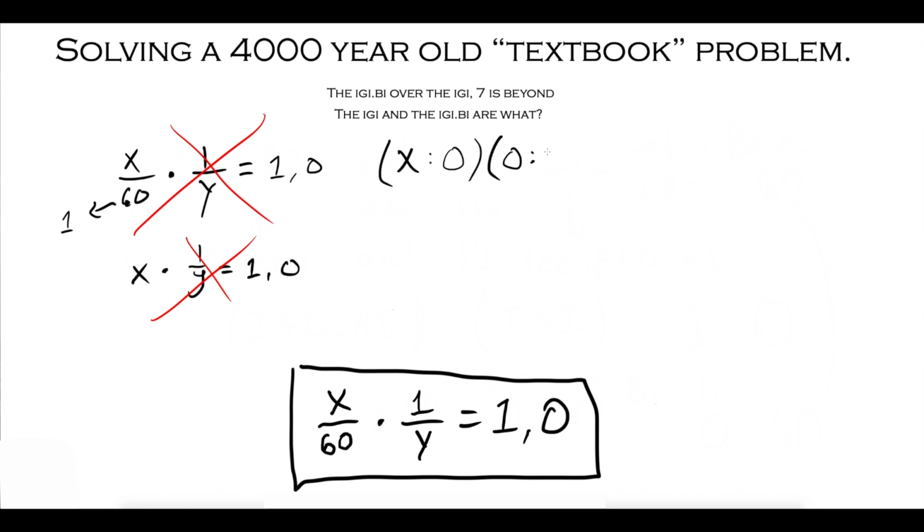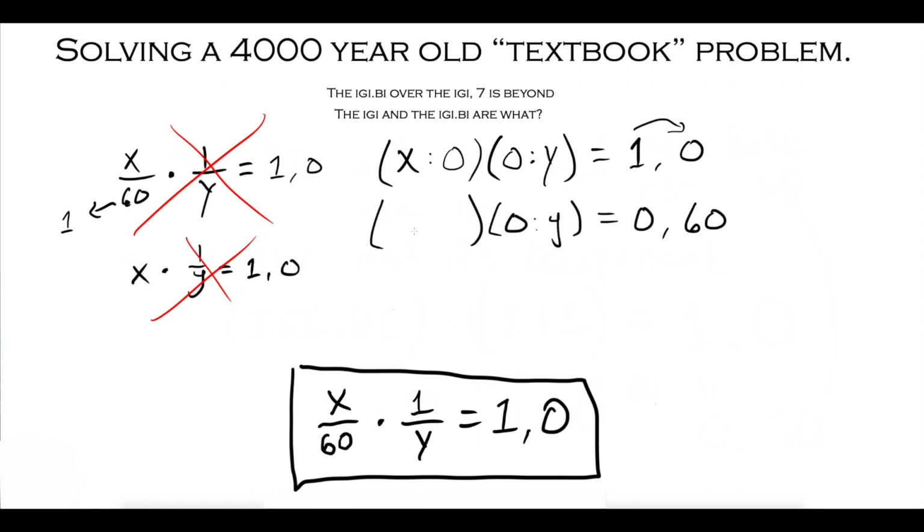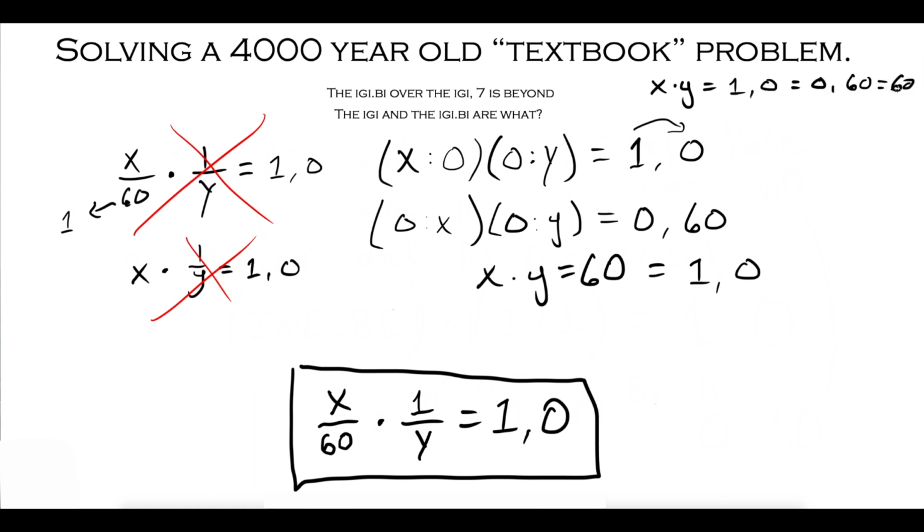If we are going to convert 1, 0 to 0, 60, then we also need to do the same to the x value. And we will write 0, x. We can now see x times y will equal 60. We can now see the values on the right-hand side, the x, y, and 60, go together. We get x times y equals 60, or a whole unit.